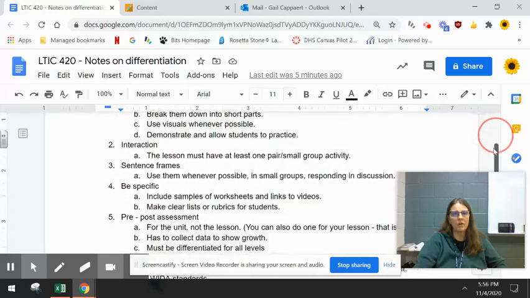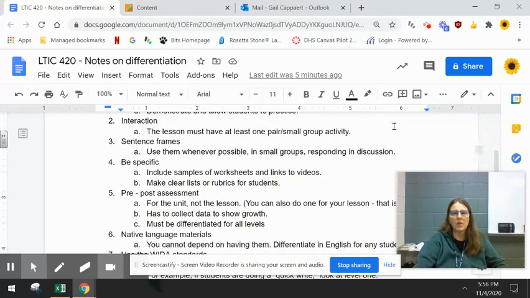So, interaction. What I mean by this is make sure your lesson has either a pair or a small group activity. This should be kind of the core of your lesson, because pairs or small group activities are when students really get to interact. If you're having a nice group discussion, that's a great thing for part of the lesson, but only a few kids get to talk in a group discussion, you and the kids.